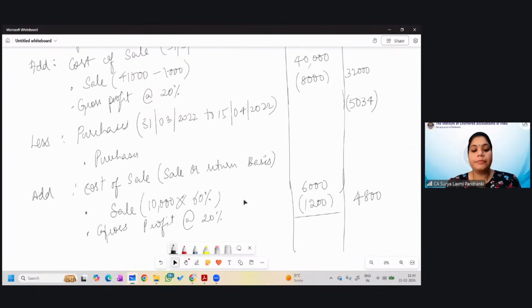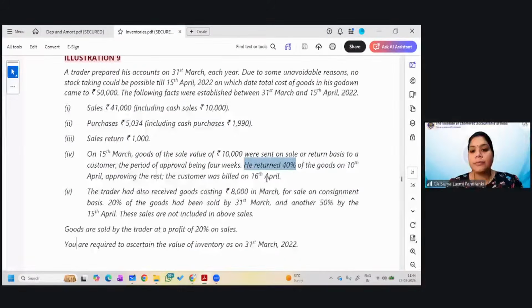This is done. Did you all finish this? What happened to that 40% of the goods? 40% are returned back to you, which means when you're doing the physical count on 15th April, those 40% of the goods are sitting in your inventory only. Don't worry about that 40%, because they were returned to you on 10th April, before you did your stock taking on 15th April. So no worries, when you're doing the physical count, they were there with you.